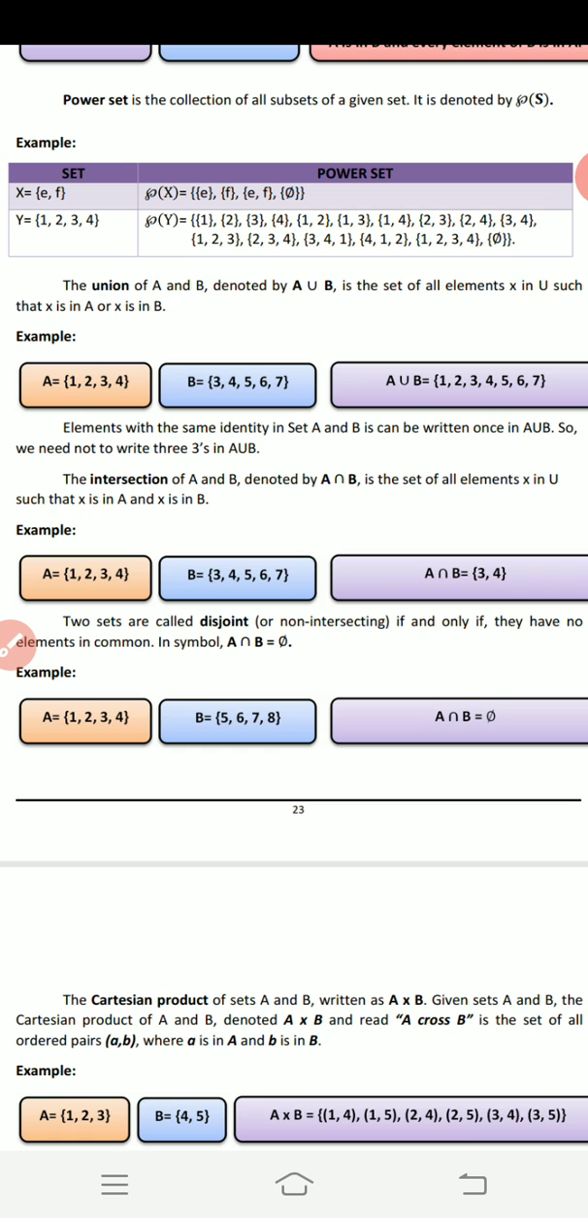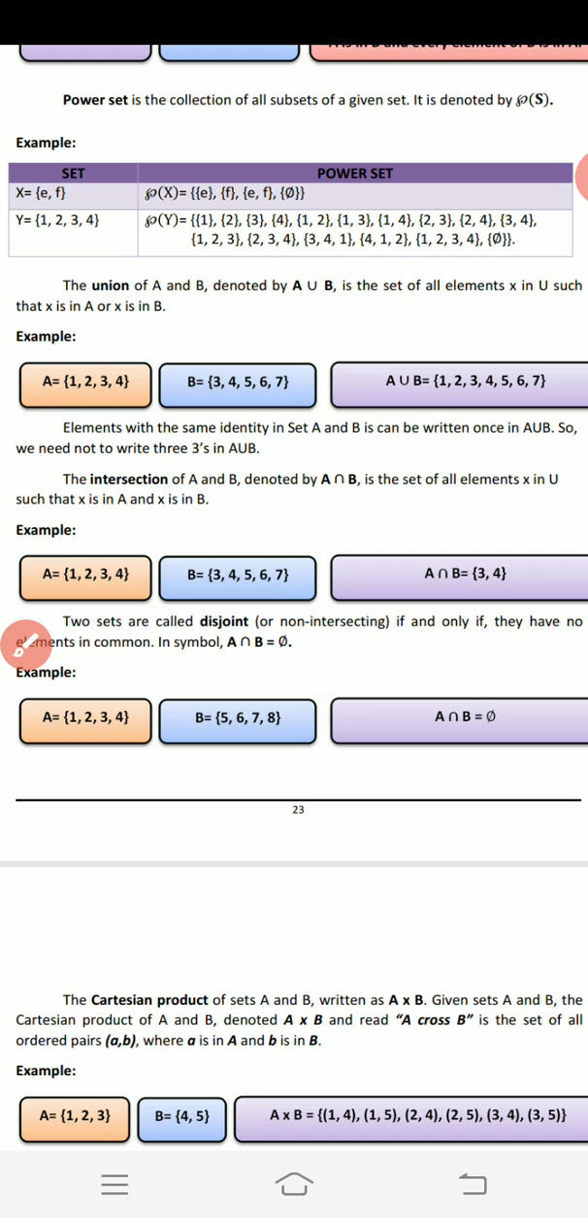So, elements with the same identity in set A is, dito na tayo. Yan. The elements with the same identity in set A and B can be written once in A union B. So, we need not write yan. With 3, dapat 2 lang yan eh. With 2 3s in A union B. And 2 4s in A union B. But ito dapat 2 ito eh. Di yan 3, 2 dapat yan.